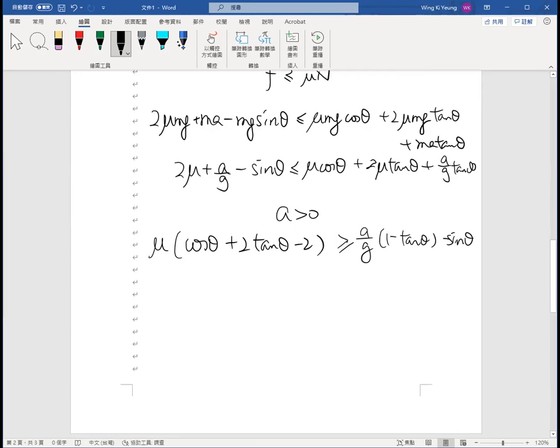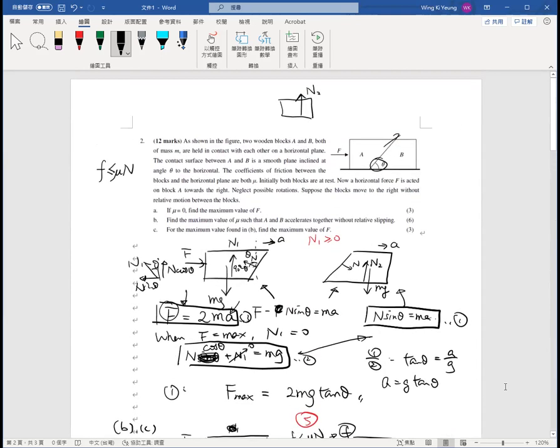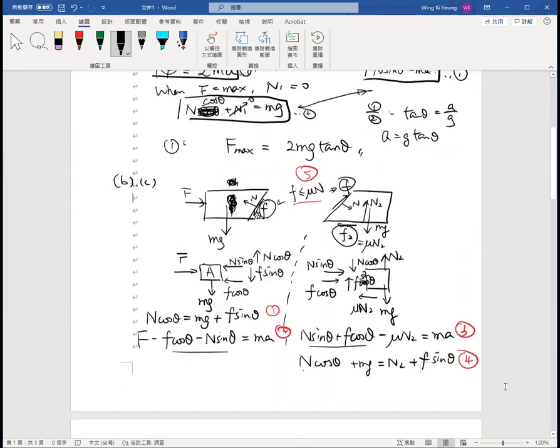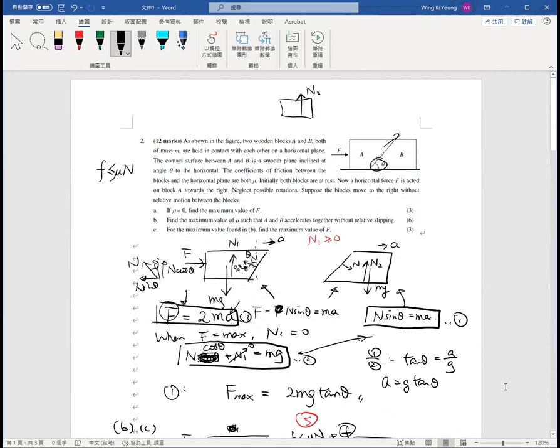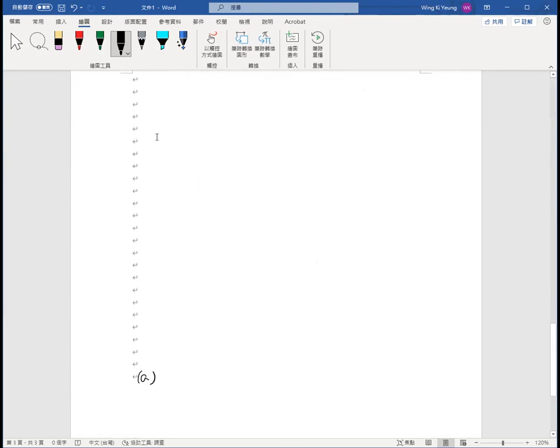Yeah, I know it's complicated, but at least you can write down the equation. So that's it for this question. It's not difficult to write down the 4 equations, but it's difficult to solve them. So that's it for this one. And then I'll send it to you now.